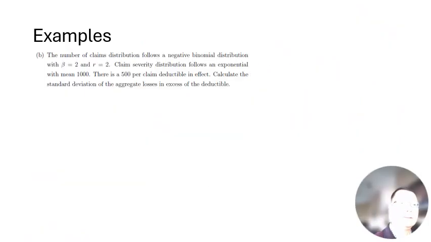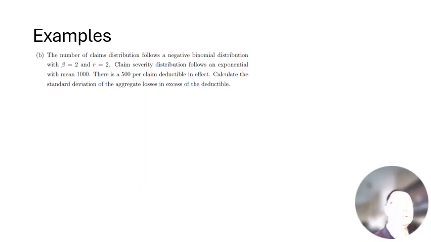Now let's look at the second example. The number of claims distribution follows a negative binomial distribution with beta equal 2 and r equal 2. Claim severity distribution follows an exponential with a mean 1000, less 500 per claim deductible in effect. Calculate the standard deviation of the aggregate losses in excess of the deductible.